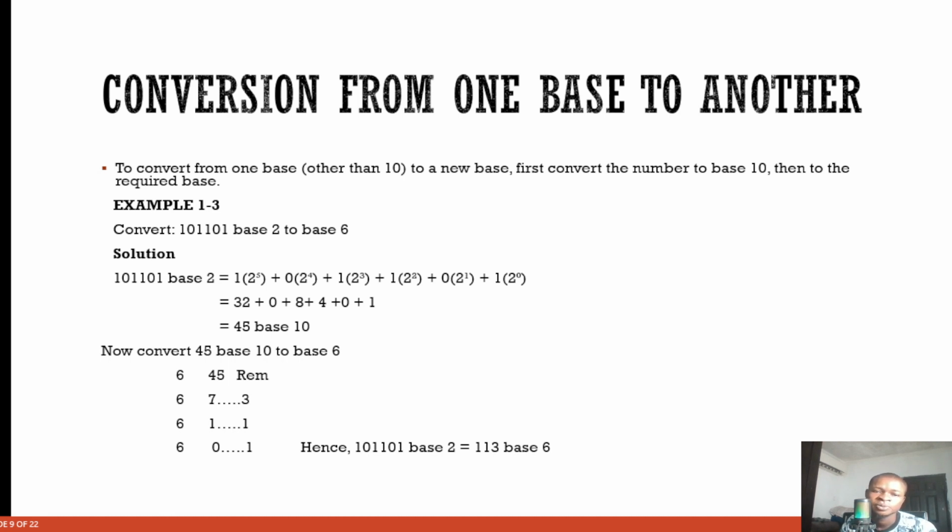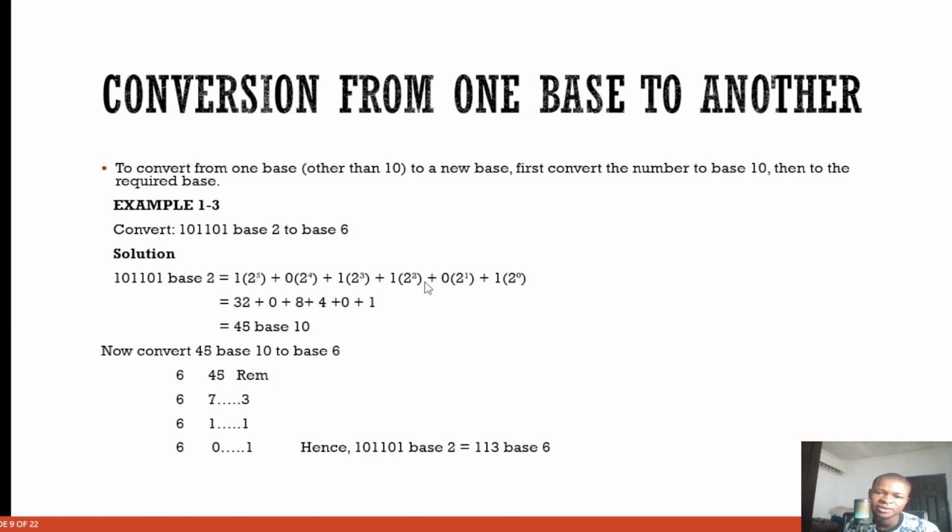As you can see on my screen here, we have 101101 base 2, and we want to convert it to base 6. Since it's in base 2, definitely we use the expansion form to convert to base 10. That's the first thing we do here. So that is why we have 45 base 10. Here we have the expansion form. Obviously we put the power first. We have 2 raised to power 5, 2 raised to power 4.